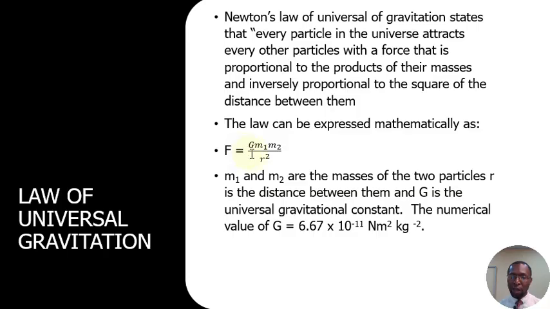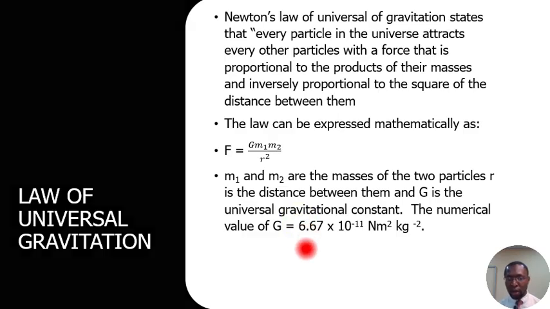The capital G there represents the universal gravitational constant, and the value is 6.67 times 10 raised to the power minus 11 Newton meter squared per kilogram squared. So this is a constant. It's a constant that has been derived from the laboratory, and it happened to be this value.